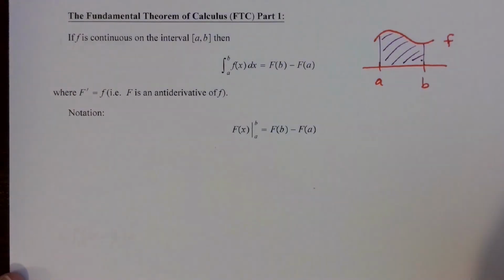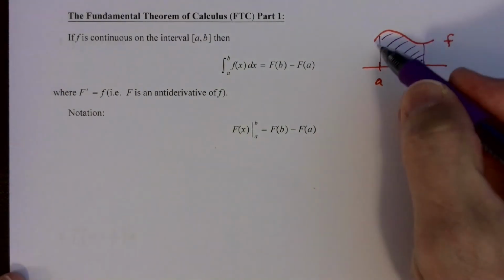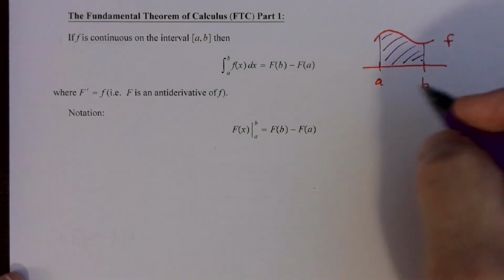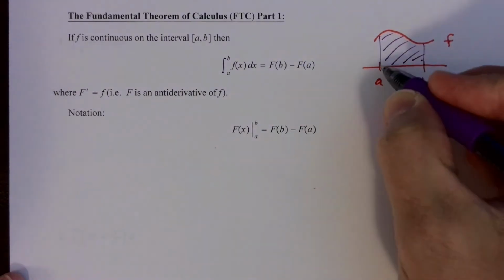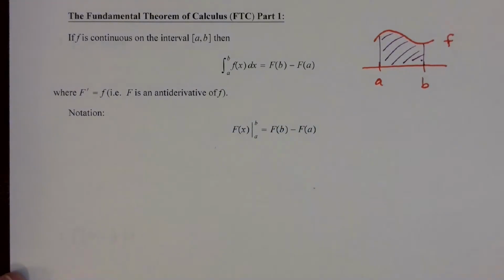But the cool thing is we can find this entire area. This function's doing crazy stuff, changing. We just take the antiderivative, evaluate it at b, evaluate it at a, and subtract.